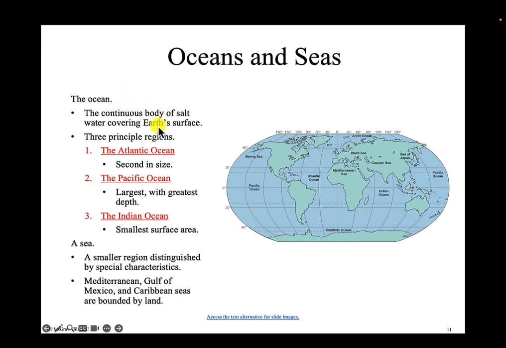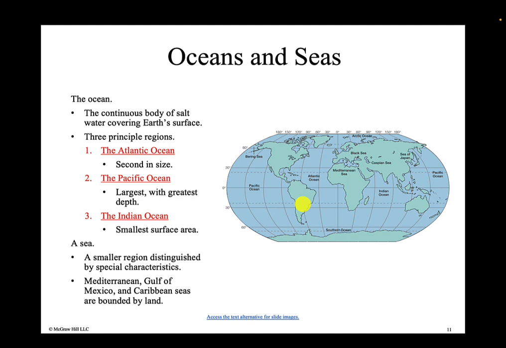Okay, like I said, here you have the simple definition of the ocean and the sea. So the ocean is just a continuous body of salt water that covers the Earth's surface, but the sea is that small region that's closer to the continent and has specific features of that region, such as the Mediterranean Sea, or the Gulf of Mexico, or the Caribbean Sea, okay? So in specific regions, that body of water receives a different name.